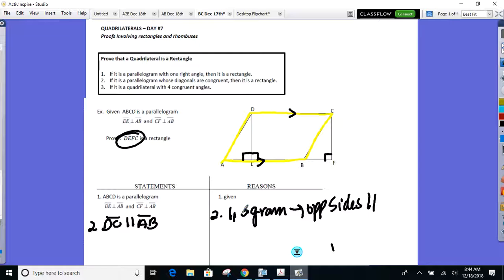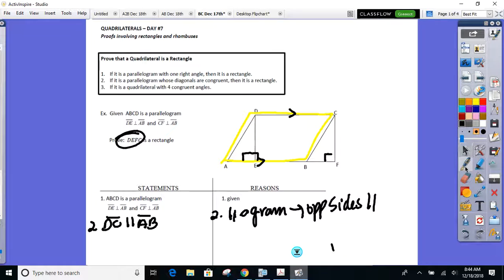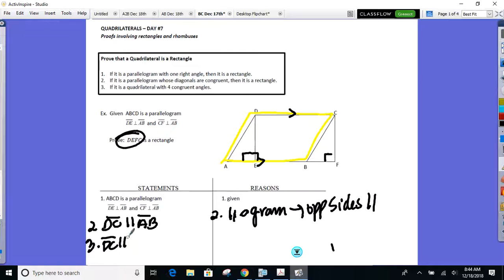Got it? And now do you see what Orion was saying, where now I can take AB, extend it out to F? So now I can say DC and EF are parallel. That's a great little shortcut right there. Extensions of parallel lines are parallel.